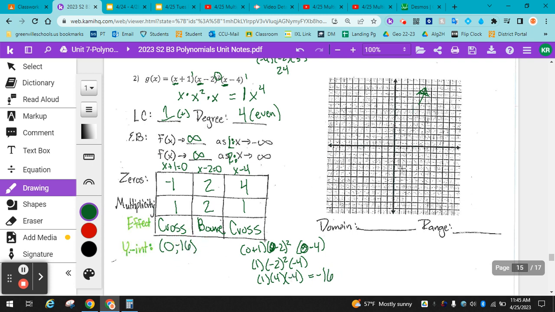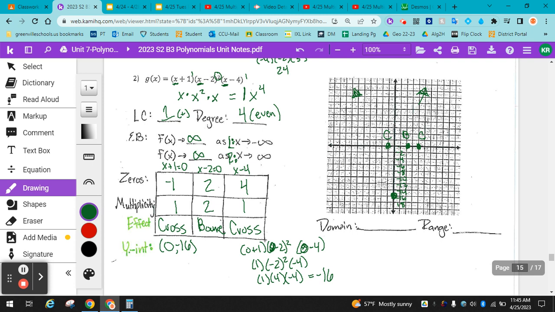Again, this is 10 by 10. So we're going to have to at least count by 2s. So -2, -4, -6, -8, -10, -12, -14, -16, -18. So 0, -16. My zeros, -1, 2, and 4. We're crossing at -1, bouncing at 2, and crossing at 4.